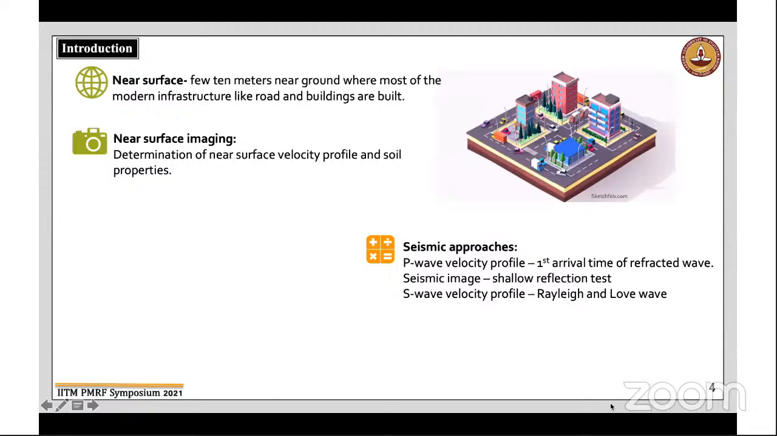P wave velocity can be obtained from the first arrival time of the refracted wave. Again, from the shallow reflection test, we get the layering image and the information of the fault. For the S wave velocity profile, we generally use the surface wave such as Rayleigh wave and Love wave.